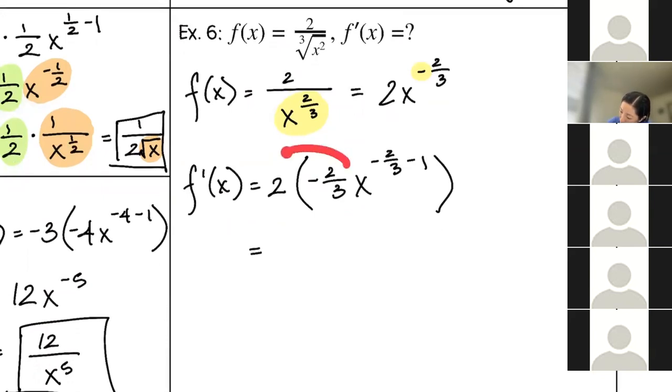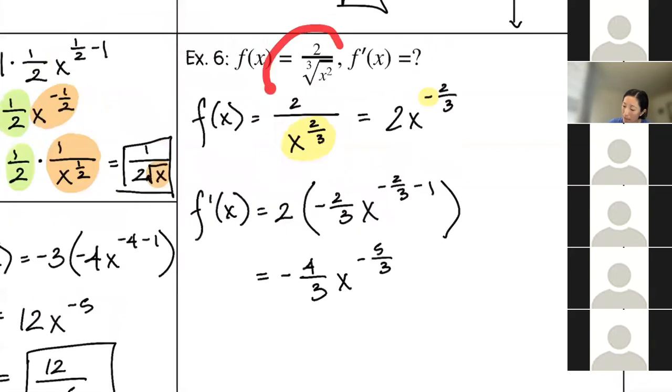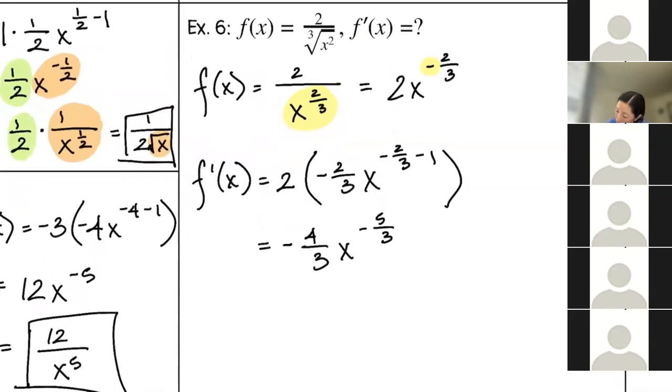All right. Let's do a little bit of multiplication here. 2 times -2/3 is going to give me -4/3. And x to the -5/3. Good, good, good. Okay. Now, this is all fine and good. The calculus part is done. However, based on the way the question was asked, right? We want to make sure we match that question format. So let's see how we might rewrite this.